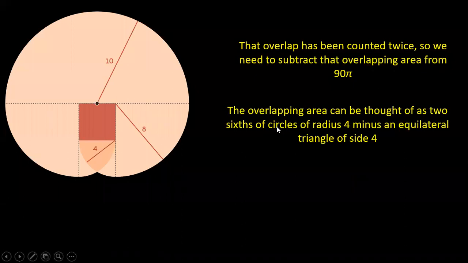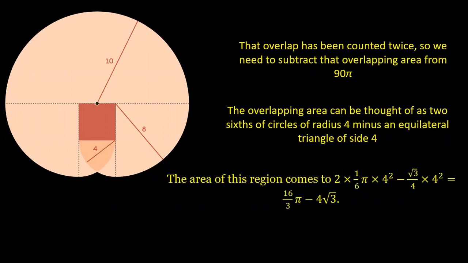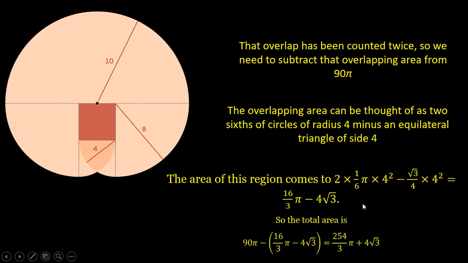The overlapping area can be thought of as 2/6 of a circle of radius 4 minus an equilateral triangle of side 4. The area of this region comes to 2 multiplied by 1/6 multiplied by pi multiplied by 4 squared minus root 3 by 4 multiplied by 4 squared. So the total area is, you can see this.